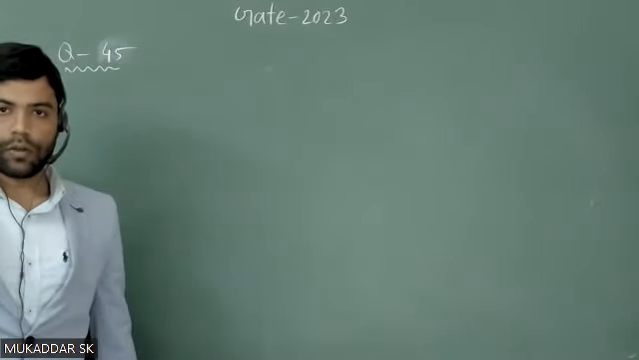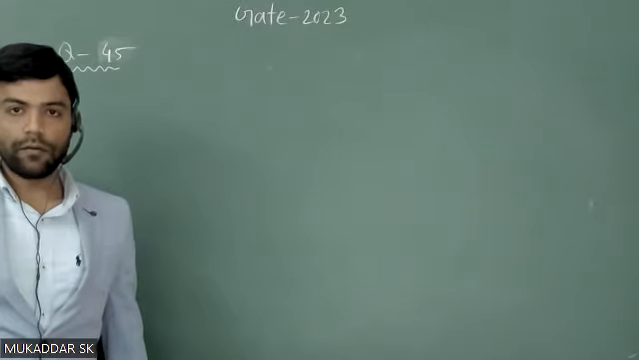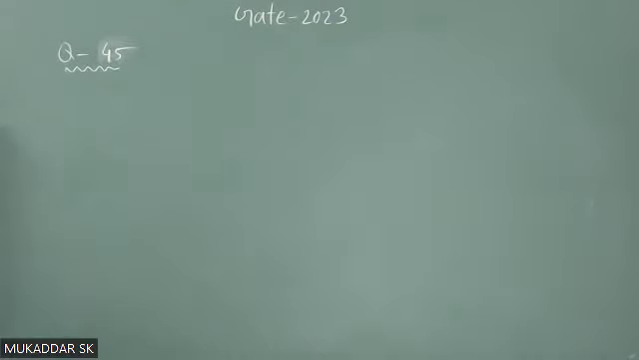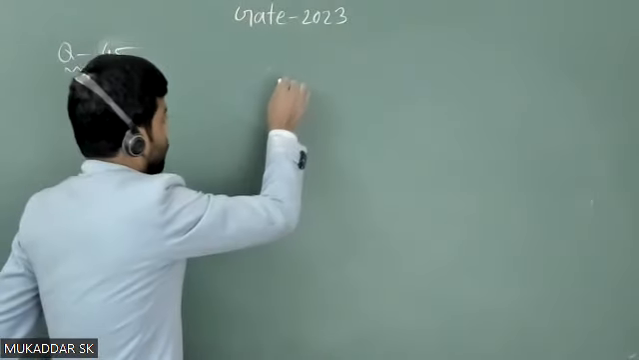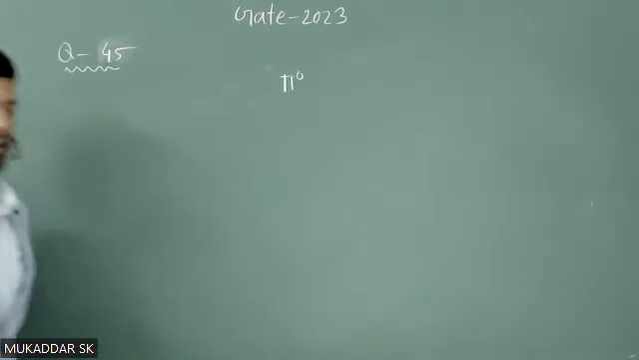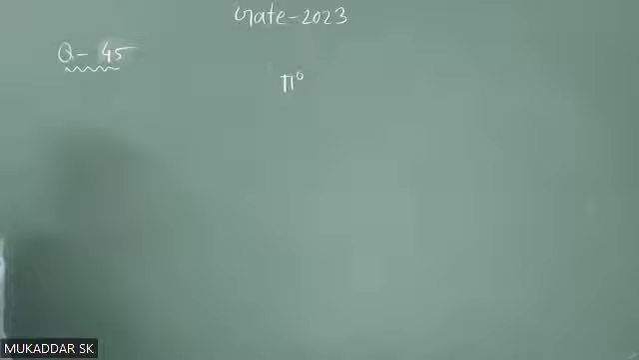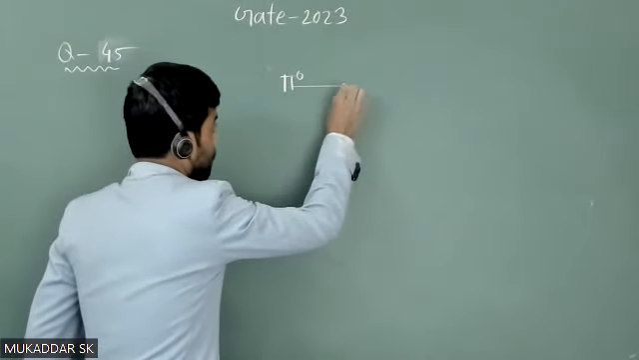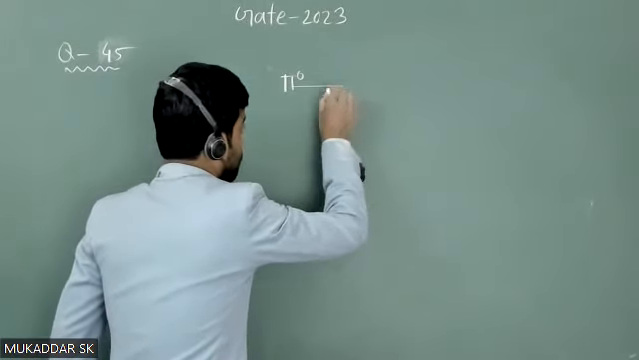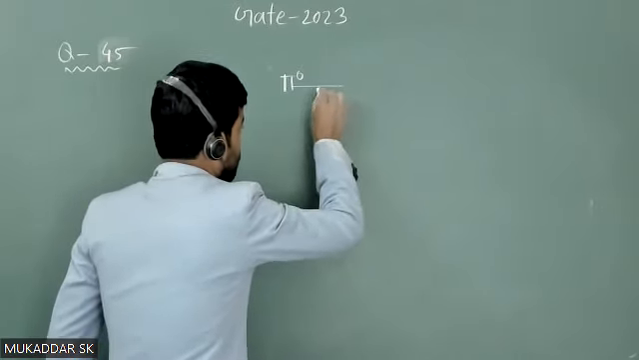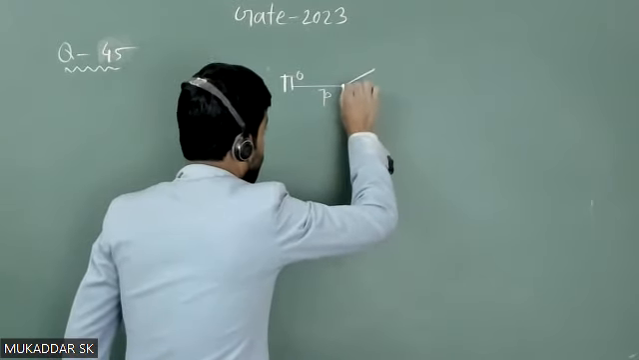Students, today we are going to solve a beautiful question from particle physics. The question is: a pi zero meson is produced with some momentum. Let us take that momentum as p. It immediately decays into two photons.